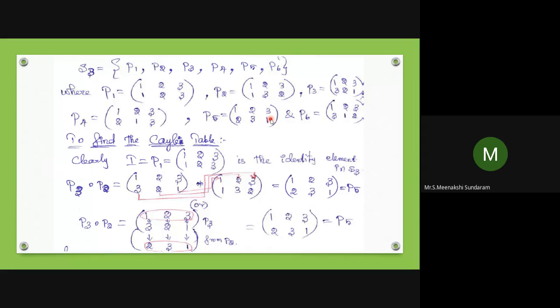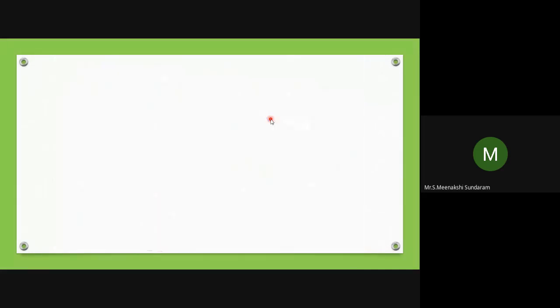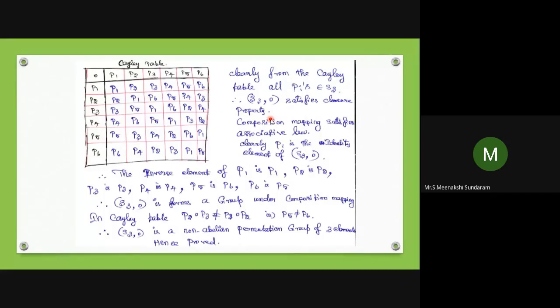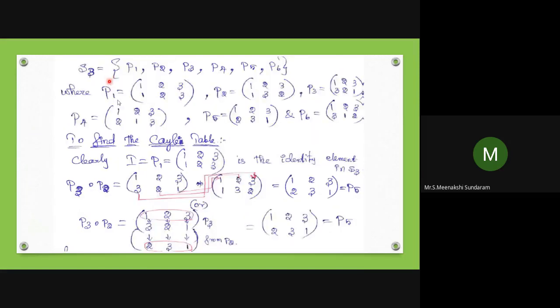But try to go for Cayley's table. Once you can draw a Cayley's table, that is helpful for us. How to draw a Cayley's table? You can see here, this is the Cayley's table. It is the composition mapping of P1 to P6 with P1 to P6. P1 composed with P2 is a multiplication that I can get here. In the Cayley's table, P1 is the identity permutation, the identity element in S3.